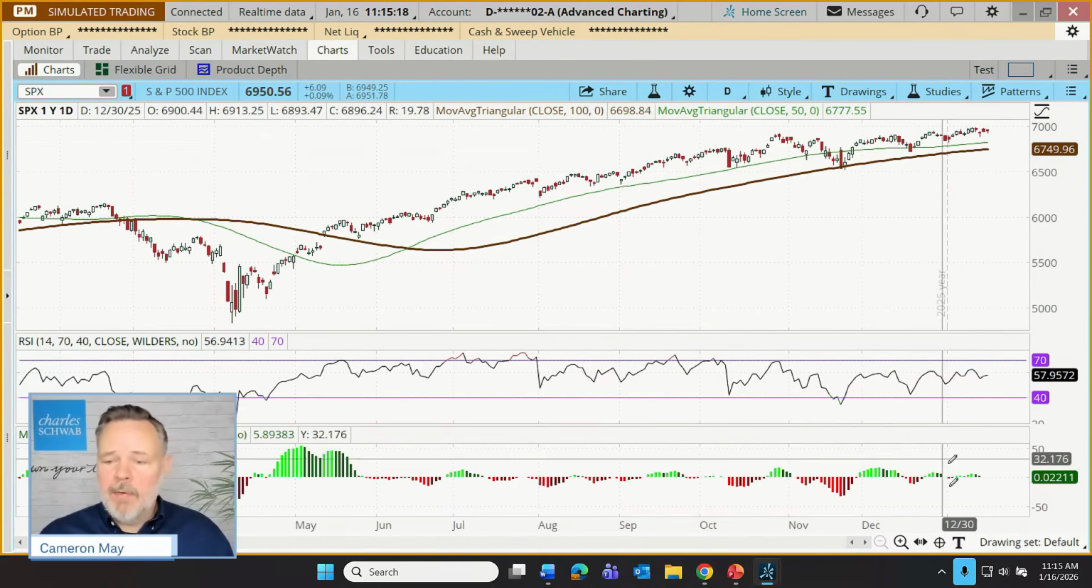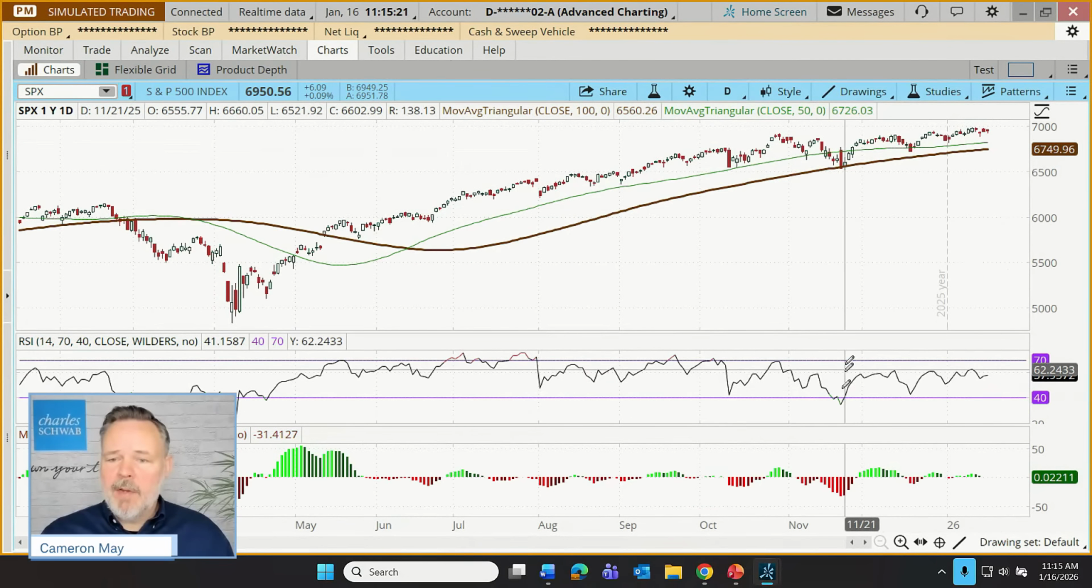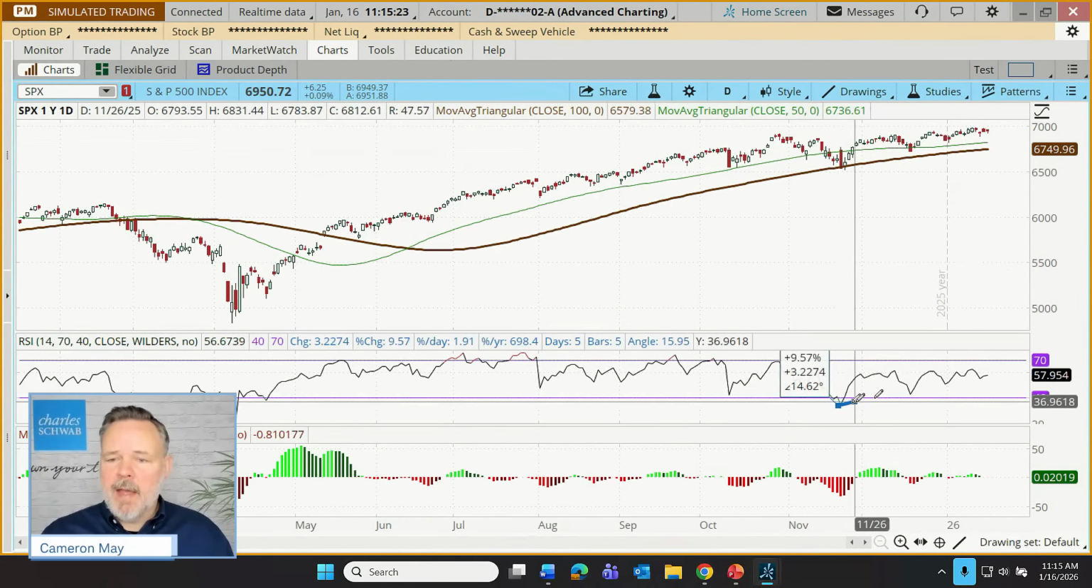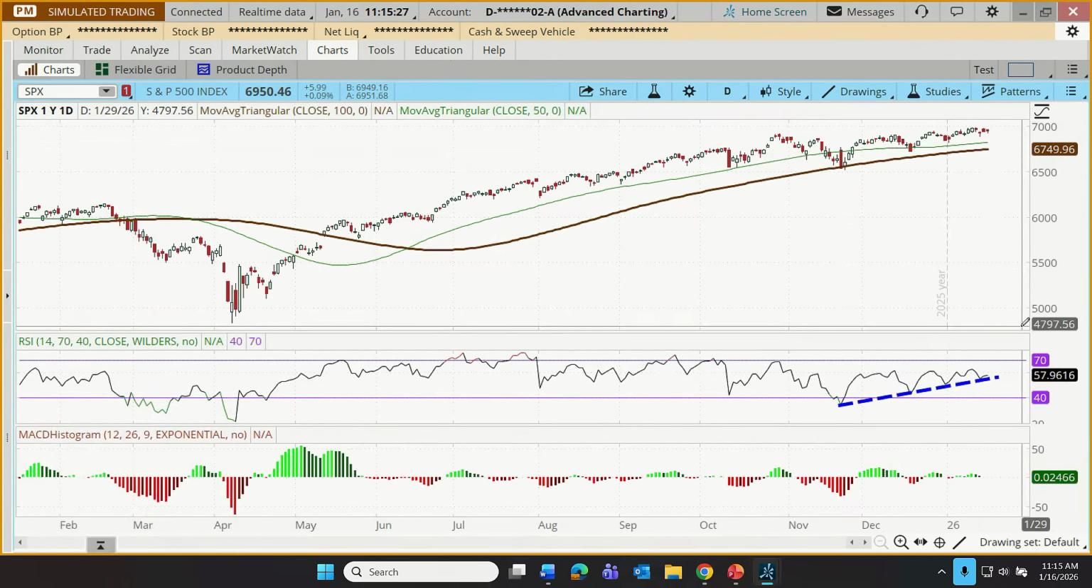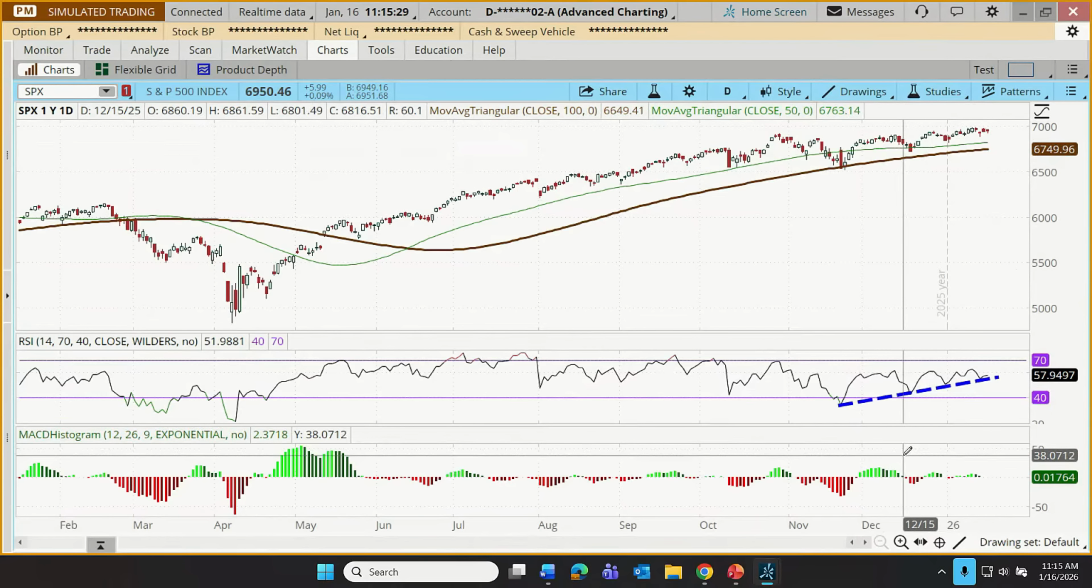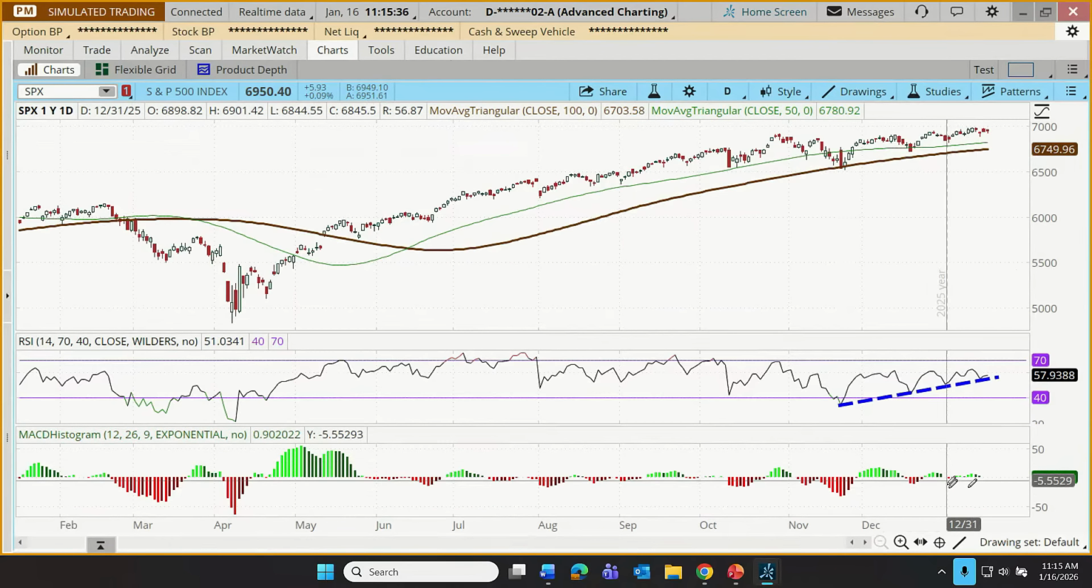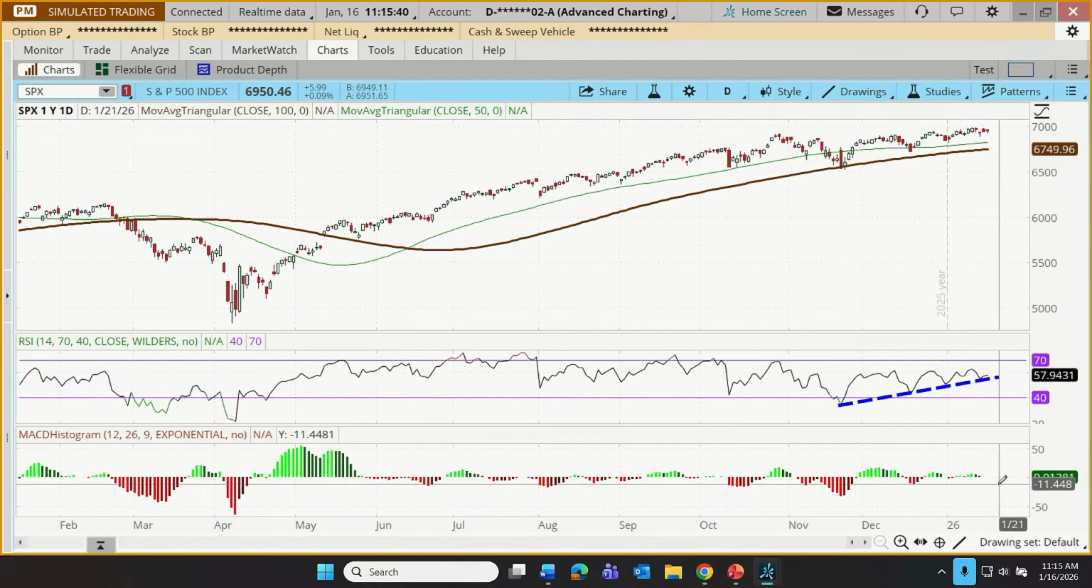But overall, with this sort of behavior on those lows on the RSI, it looks like that's another check for the bulls. Now, finally, what's going on with our momentum indicator? Trend T, value V, M, momentum. Our momentum we measure with the MACD histogram, and it is bullish.